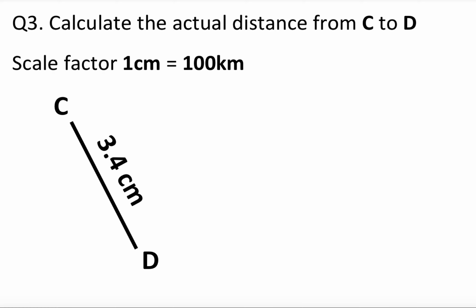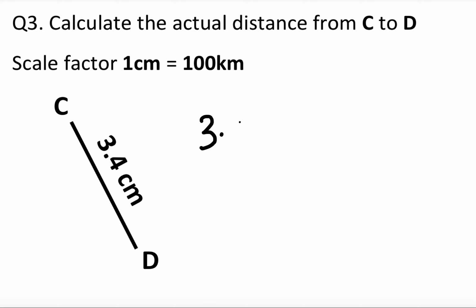Calculate the actual distance from C to D. Question 3. Scale factor of 1 centimetre equals 100 kilometres. That means if you've got a map in a book and it's 1 centimetre, that represents 100 kilometres in the real world. So we've got a line here, it says C to D, and it's 3.4 centimetres.